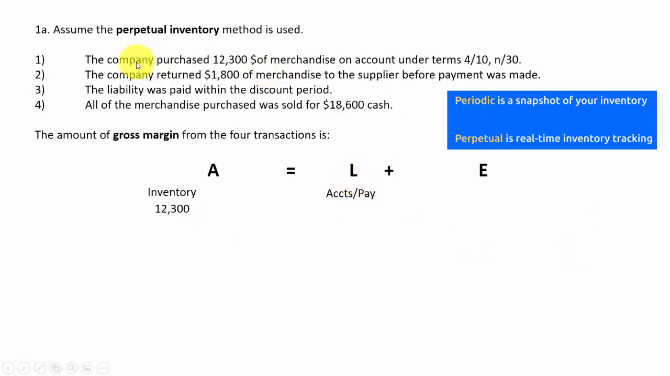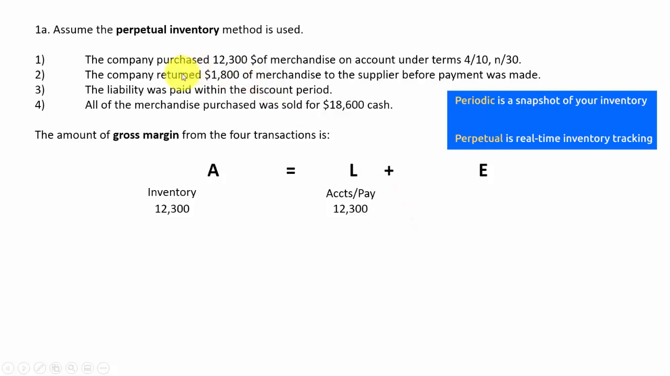And the first transaction says the company purchased $12,300 worth of merchandise on account, and the terms were 4/10, n/30. 4/10, n/30 means that if the customer pays within 10 days, they get a 4% discount. Otherwise, if they don't pay within 10 days, they owe the full amount in 30 days. So we increase inventory under assets. We also increase liabilities under accounts payable.